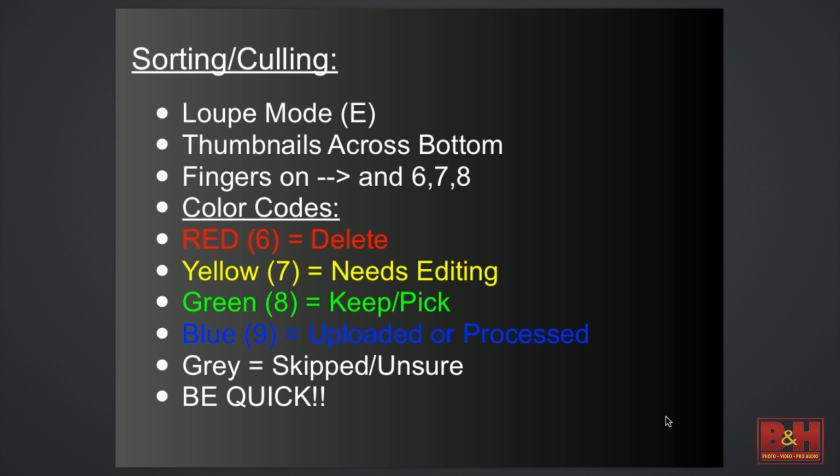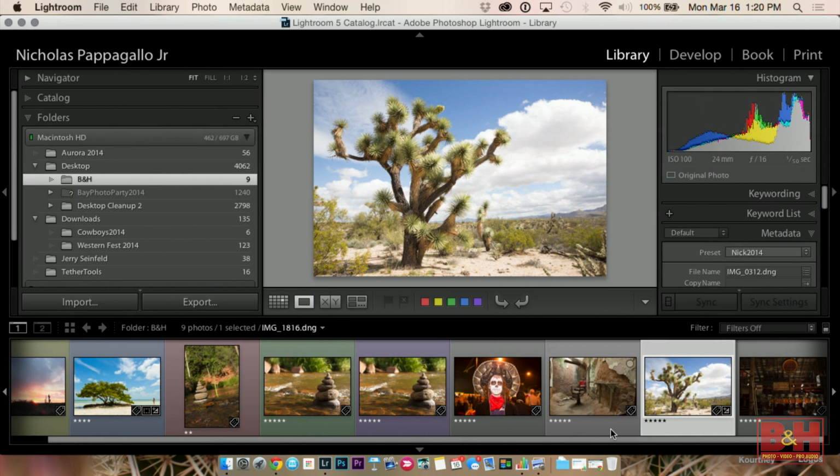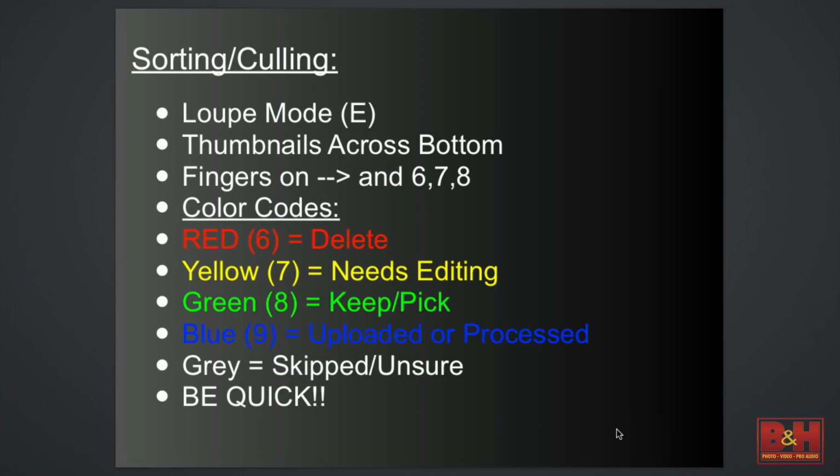So I do this in loupe mode, which is the keyboard command E. And then I have the thumbnails across the bottom. So if you go to E, it would look like that. You have the thumbnails across the bottom there, and then you have your big actual picture there. I put my three fingers on the numbers on my keyboard, 6, 7, and 8. Now those mean nothing to any of us, but what I did was I made color codes, and they're actually standard in there. So your 6, 7, 8, and 9 are already set to these colors.